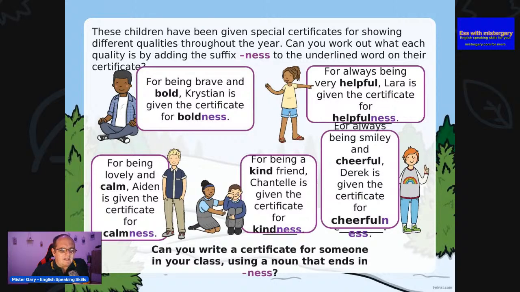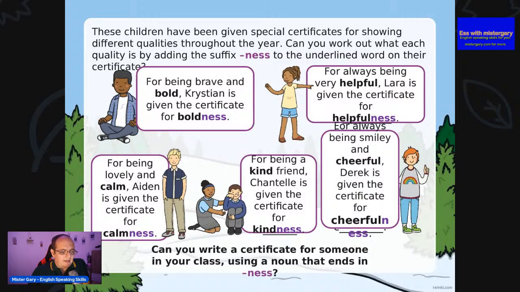These children have been given special certificates for showing different qualities throughout the year. Can you work out what each quality is by adding the suffix -ness? So a little bonus activity here, I think, in the stream. For being brave and bold, Christian is given a certificate for boldness. All right, so being brave. For always being very helpful, Lara is given a certificate for her helpfulness. So that's a double suffix there, -ful and -ness, helpfulness.